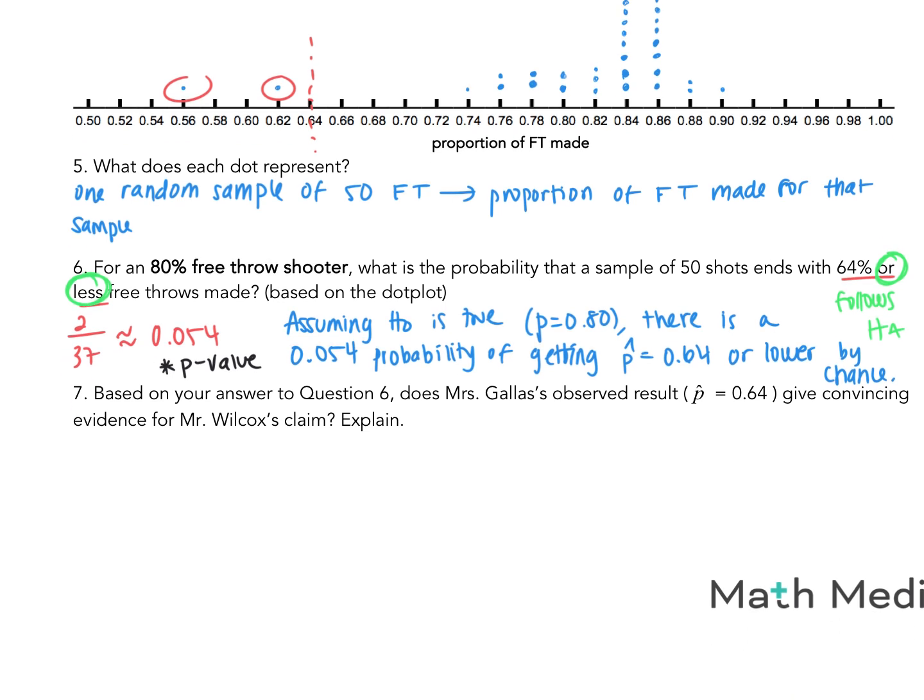Okay, and then here is the key to everything: what does that mean? So what does that mean about whether she is an 80% free throw shooter or not? What do you think we're going to compare this number to? What do we normally compare it to? 0.05. Okay, so Mr. Wilcox is claiming she's less than an 80% free throw shooter. Do we, in fact, have evidence to support his claim?